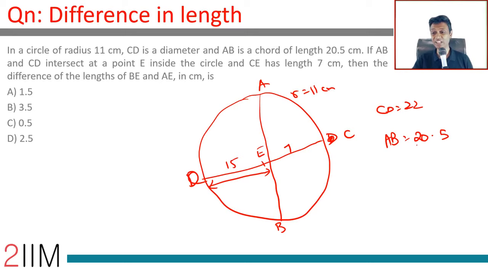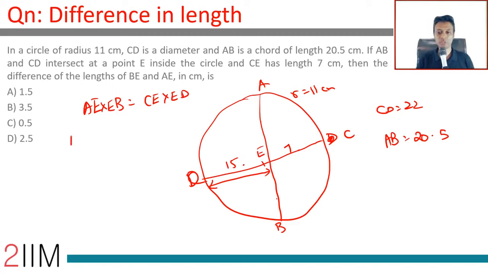And the difference in length between BE and AE, what is that equal to? The idea we use here is very important. AE into EB equals CE into ED. The product of rectangles formed by two intersecting chords is identical. This into this is this into this. You prove this using similarity. And so try that, give it a shot.